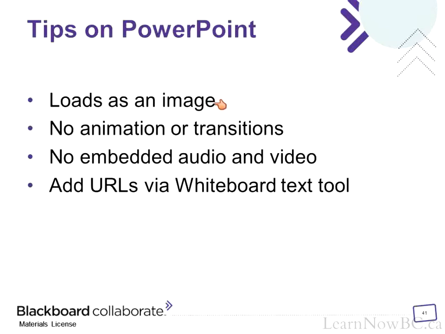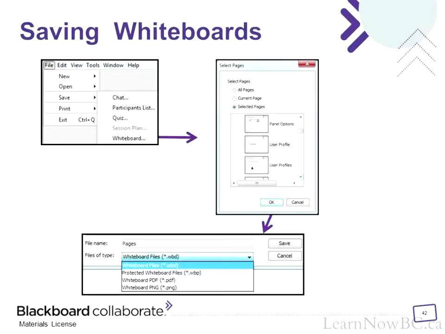So again, tips on the PowerPoint. It does load as an image. So don't waste time putting animations and fancy transitions on your PowerPoint. It will not come through the conversion process. Do not embed audio and video on your PowerPoint. You want to add your URLs and all of these other things to the whiteboard after it comes into this environment. Once you've added your clickable links, your animation, and all of that, then I'm going to highly recommend that you save your content. You're going to save it by going to the File menu in the upper right corner. You're going to go to Save and select Whiteboard.